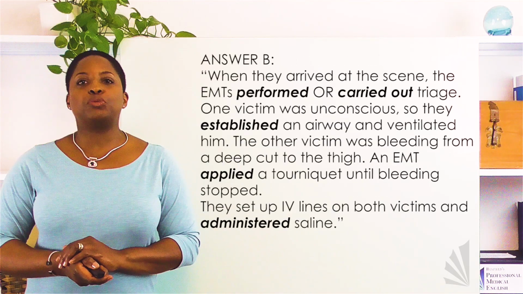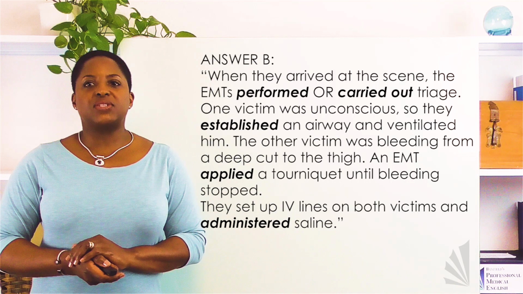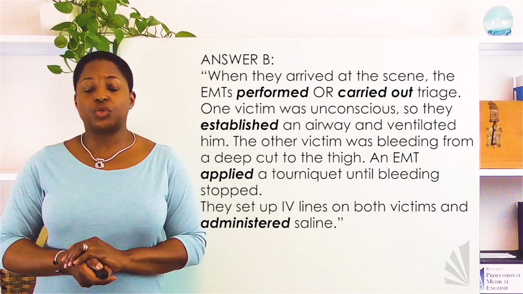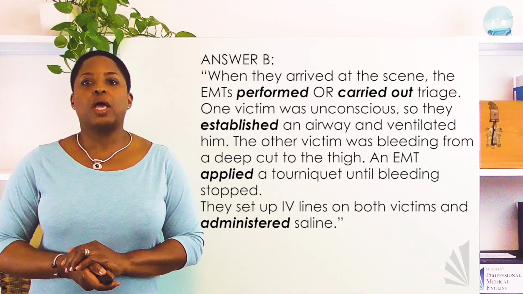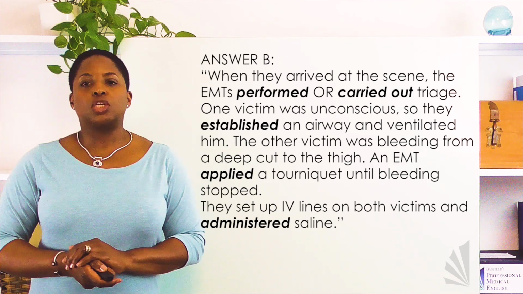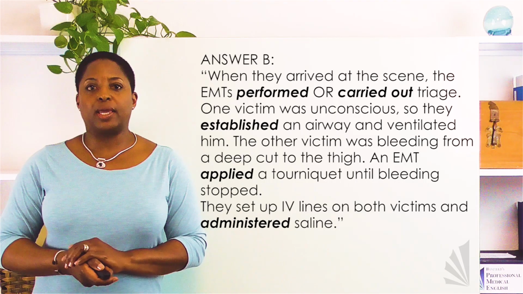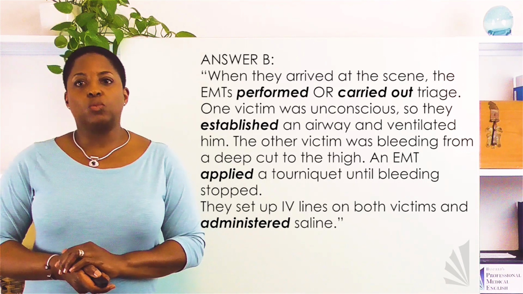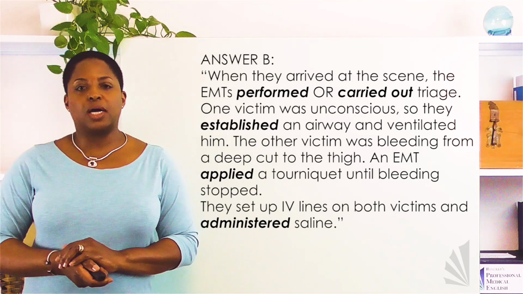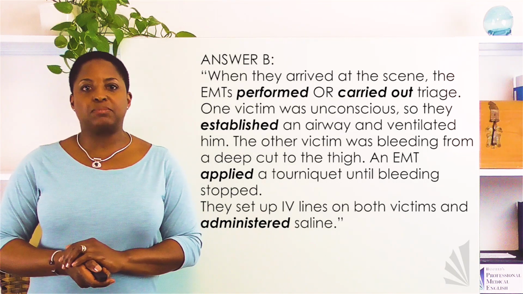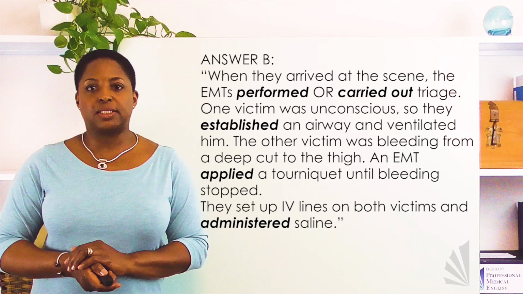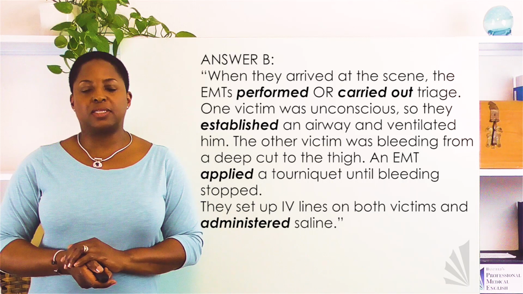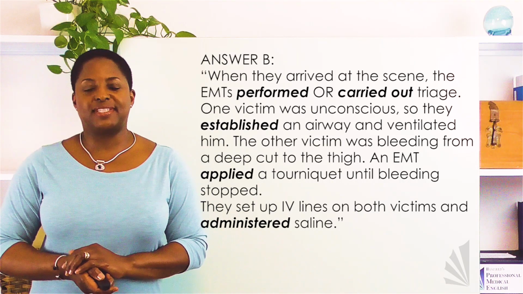Your answers should be: when they arrived at the scene, the EMTs performed triage or carried out triage. One victim was unconscious, so they established an airway and ventilated him. The other victim was bleeding from a deep cut on his thigh, and EMT applied a tourniquet until bleeding stopped. They set up IV lines on both victims and administered saline.